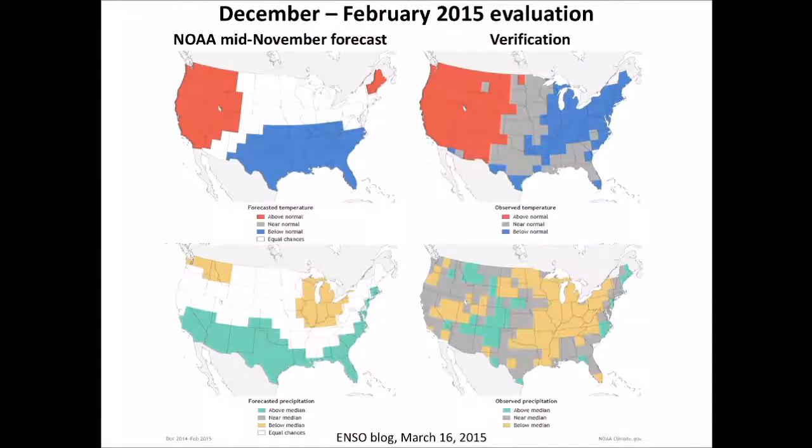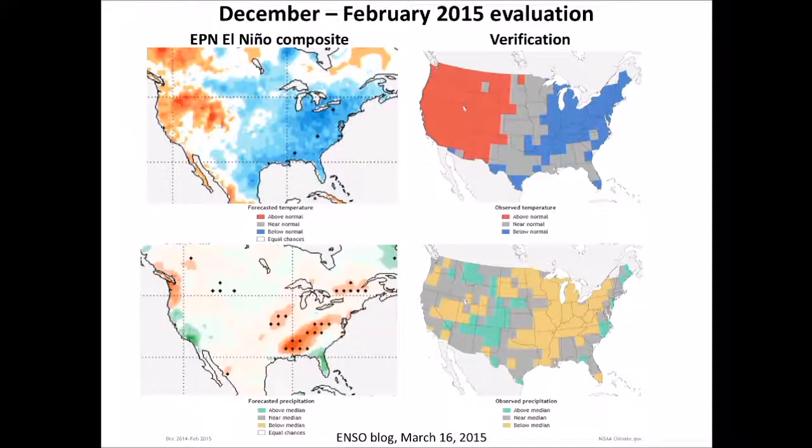I also want to go back to the 2014, 2015 forecasts and the NOAA evaluation. This was the temperature and precipitation pattern that verified, and this was NOAA's mid-November forecast. You can see some areas did well, some areas not so well. But the forecast looked more like a canonical El Nino signal.